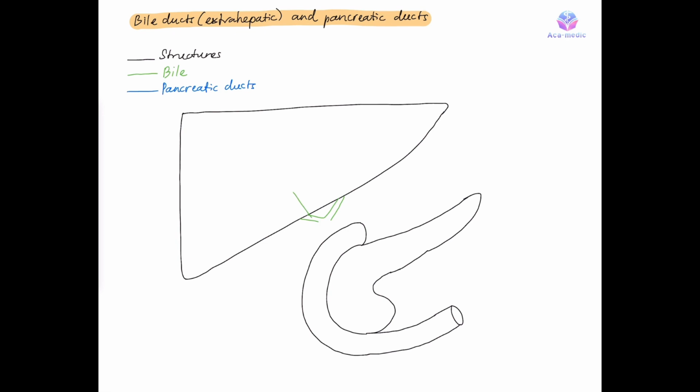Okay, this duct right here, coming from the right side of the liver, is called the right hepatic duct. And this one coming from the left side of the liver is the left hepatic duct. Okay, so now the right and the left hepatic duct are going to join together right here in order to make this duct right there, which is the common hepatic duct.